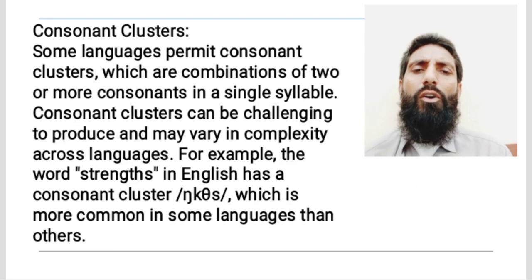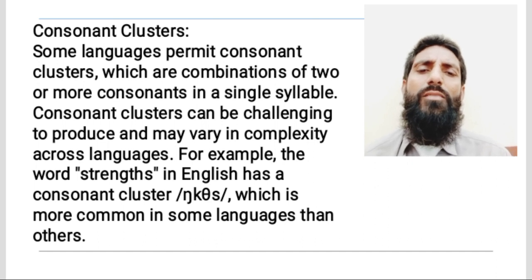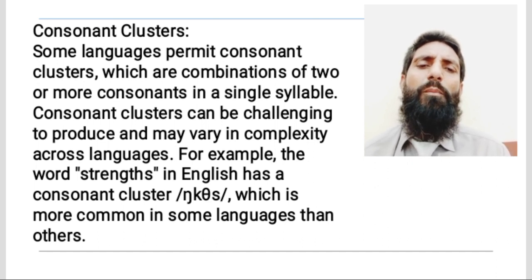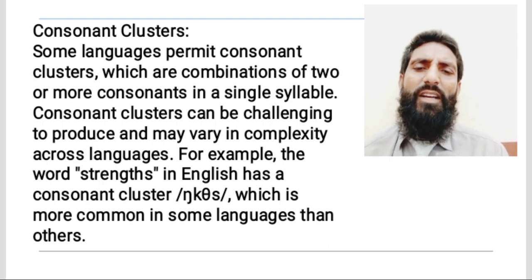Consonant clusters. Some languages permit consonant clusters, which are a combination of two or more consonants in a single syllable. Consonant clusters can be challenging to produce and may vary in complexity across languages. For example, the word strength in English has a consonant cluster, which is more common in some languages than others.